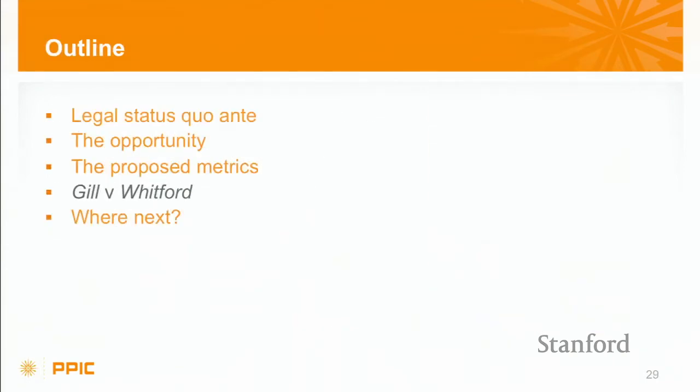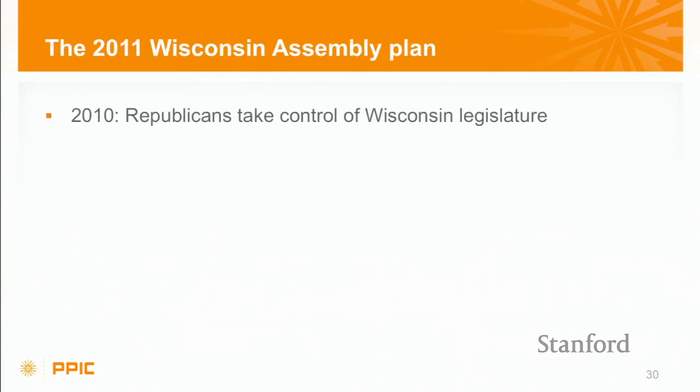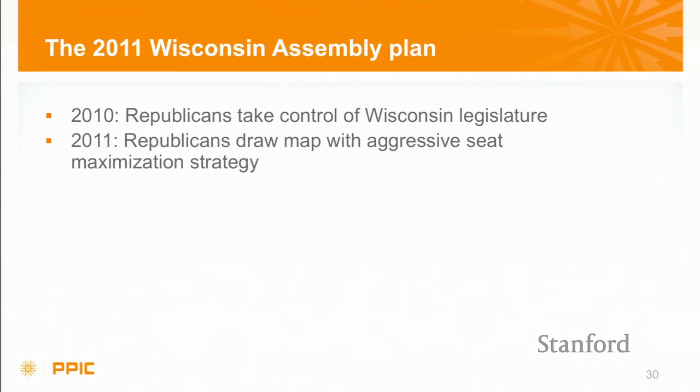So where does this all get us with Gill v. Whitford? Well, just briefly about the background of the case. In 2010, the Republicans took control of the Wisconsin legislature, and they also won the governor's seat, so they had control of the whole process in a redistricting year for the first time in a gazillion years. So they were very excited. And so they decided, quite consciously, to draw a map that aggressively maximized the number of seats that they could win.